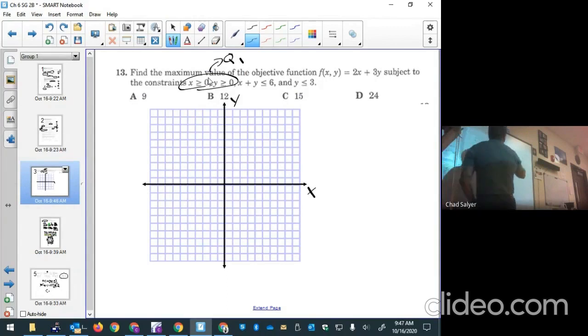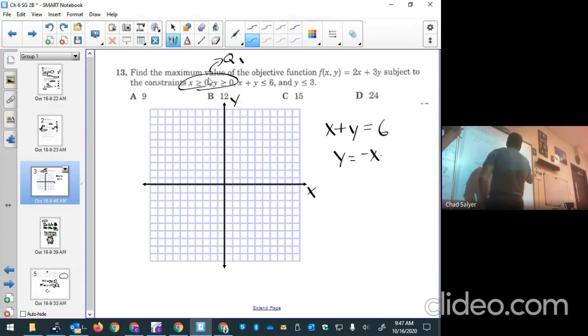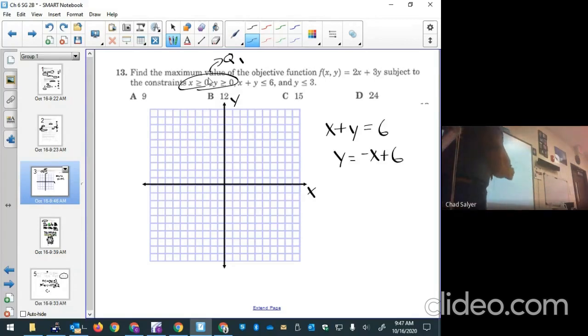And then I've got x plus y is less than or equal to 6, and I'm going to plot the boundary, which will be y equals negative x plus 6. So if I go up to 6, 1, 2, 3, 4, 5, 6. And then down 1 over 1, down 1 over 1, and so on. So I get out here to 6, 0. So this is my boundary there. And then it says y is less than or equal to 3. So that's just a horizontal line here. And so my solution area is going to be like this.